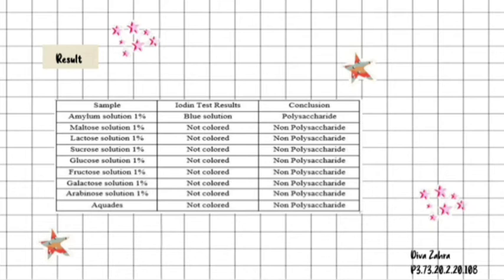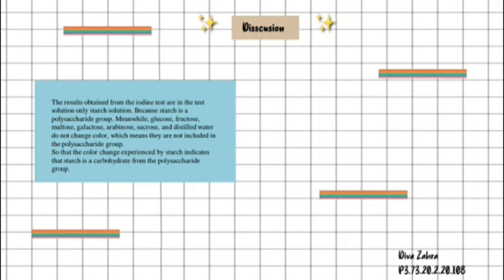5. Glucose solution 1%. The iodine test result is no color, so the conclusion is non-polysaccharide. 6. Fructose solution. The iodine test result is no color, so the conclusion is non-polysaccharide. 7. Galactose solution 1%. The iodine test result is no color, so the conclusion is non-polysaccharide. 8. Arabinose solution 1%. The iodine test result is not colored, so the conclusion is non-polysaccharide. And the last is aqueous. The iodine test result is not colored, so the conclusion is non-polysaccharide.